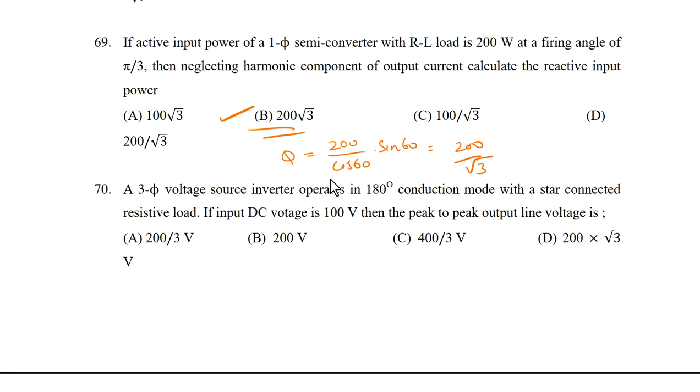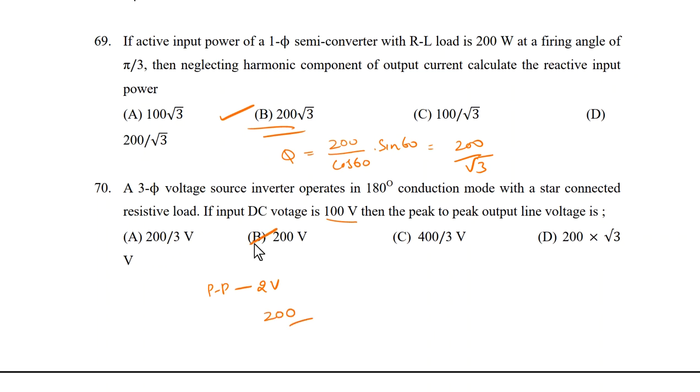Okay, next one, the 70th question. A three-phase voltage source inverter operates in 180 degrees conduction mode with a star connected resistive load. If the input DC voltage is 200 volts, then the peak to peak value of the output voltage. So peak to peak value will be 2 times that of the supply voltage. So that means the peak to peak voltage will be what? 2 into 100. So 200 volts. Answer will be B here.